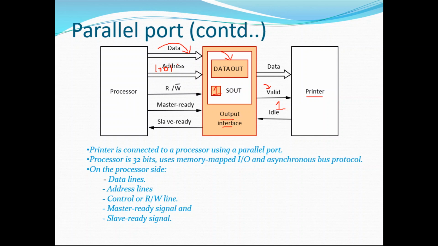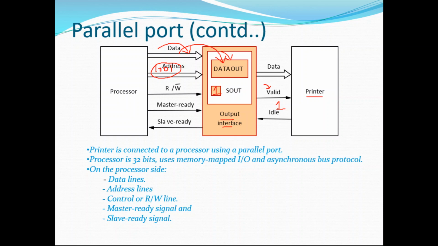Now once the data is placed, all the IO devices will start checking whether this address is equivalent to theirs or not. So this particular interface circuit will identify that yes, this address matches one of the IO devices connected to it. Then it will collect this data and keep it in the data out register. Now data is available and idle is 1.